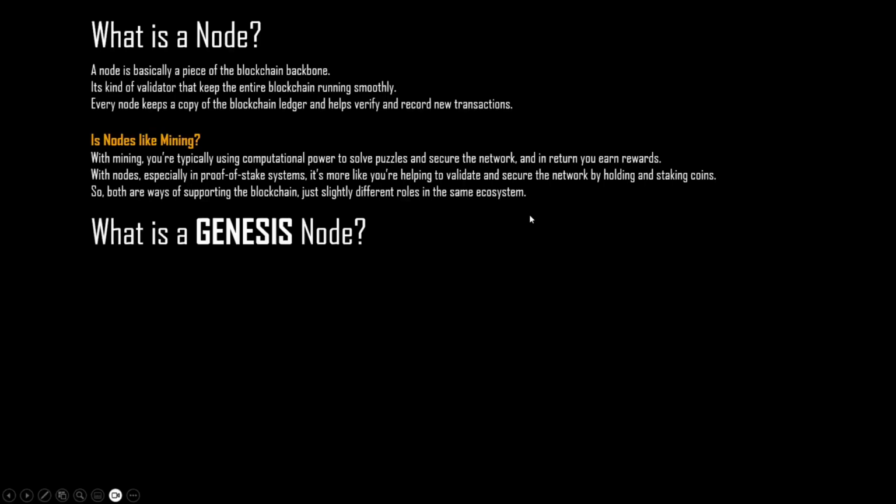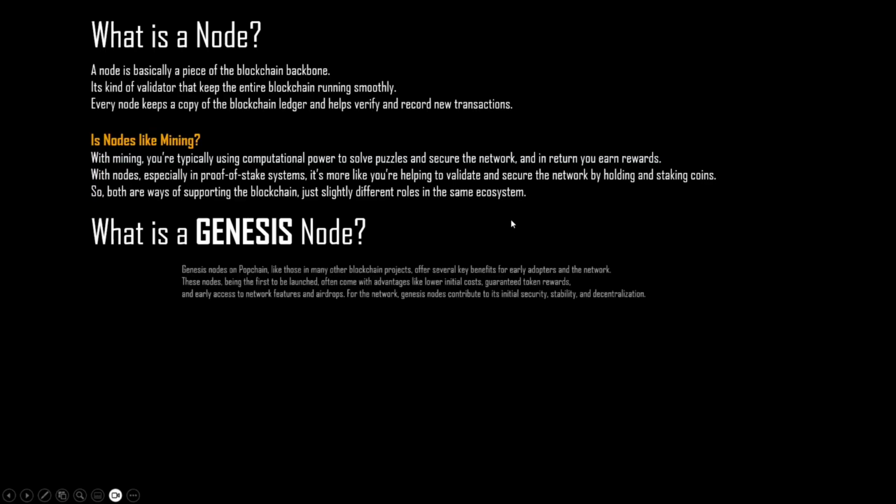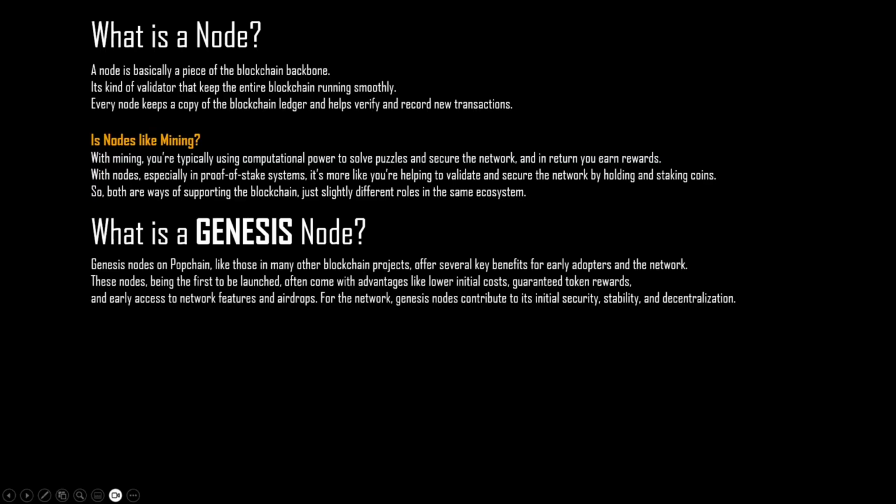So what is then a Genesis node? Because there are nodes, transaction nodes, light nodes, different things. But Genesis node, what is that? Genesis nodes on PopChain, like those in many other blockchain projects, offer several key benefits for early adopters on the network. These nodes, being the first to be launched, often come with advantages like lower initial cost, guaranteed token rewards, and early access to network features and airdrops. For the network, Genesis nodes contribute to its initial security, stability, and decentralization.